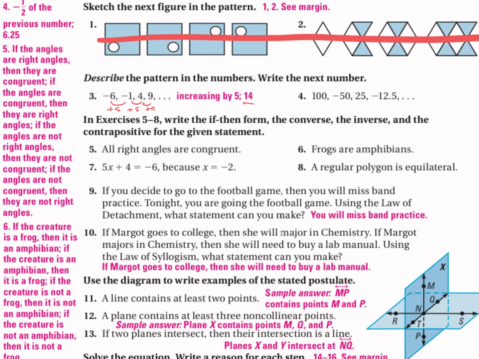So to get the next number in the pattern, I just do 9 plus 5, and the next number is 14. For the next one, it looks like it's either, think of it as divide by -2, or you could also have thought of it as multiply by -1/2. Either way, it's the same thing. So if I take -12.5 and divide it by -2, I get positive 6.25.